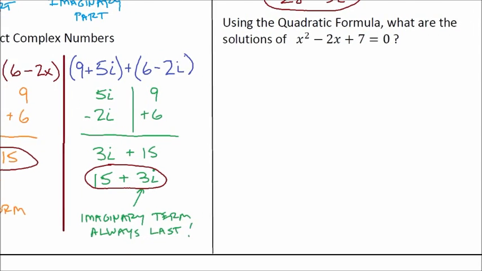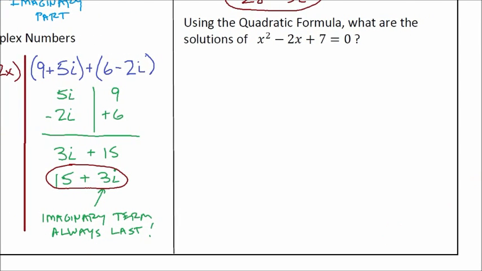Okay, so last part of this video. Let's see how this works when we're using the quadratic formula. It says, using the quadratic formula, what are the solutions of x squared minus 2x plus 7 equals 0? Well, let's go through all of our steps of using the quadratic formula and see how this works out.